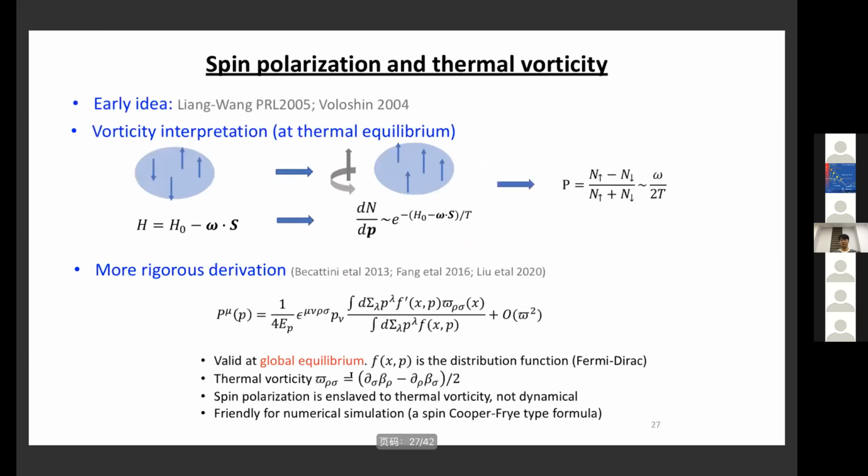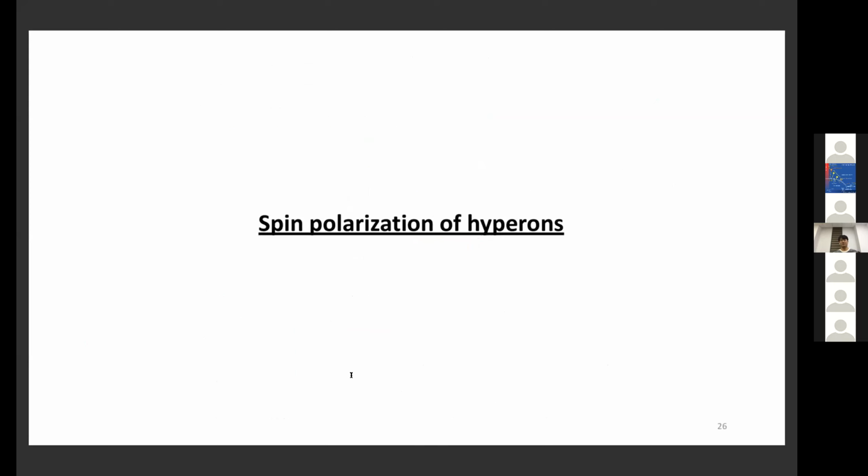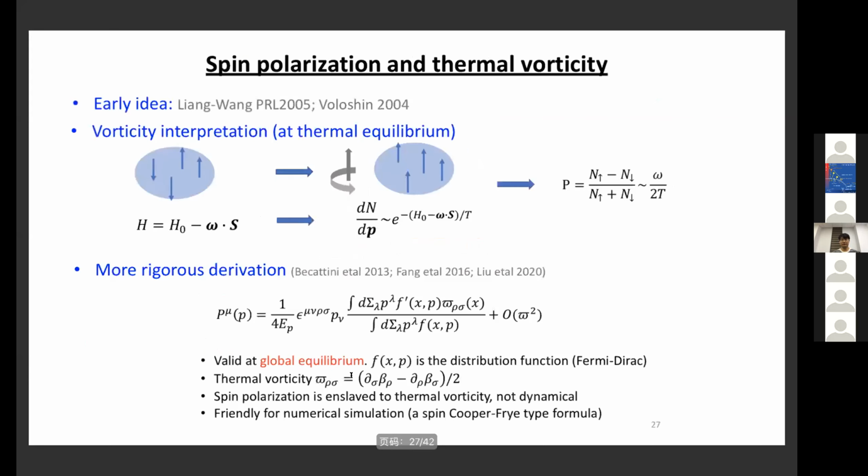Okay, so let's turn to the spin polarization of hyperons. The early idea of spin polarization of hyperons was given by Xuguang Liang and Xuguang Huang 50 years ago, and also by Woloshin. And the idea later was interpreted by a picture of vorticity using this vorticity spin coupling. And due to this coupling, if there is a vorticity, there would be a spin polarization.